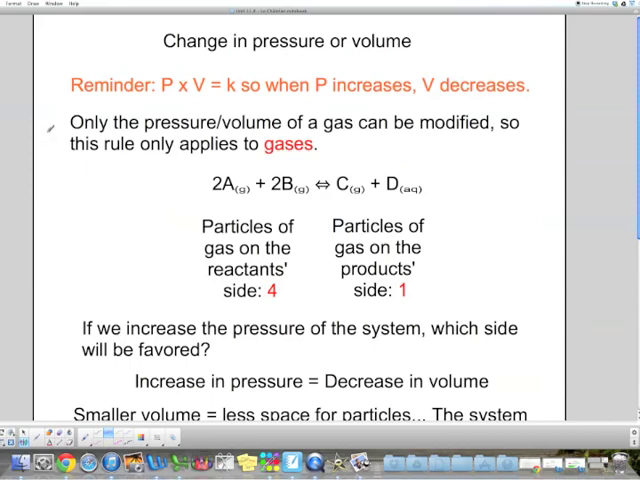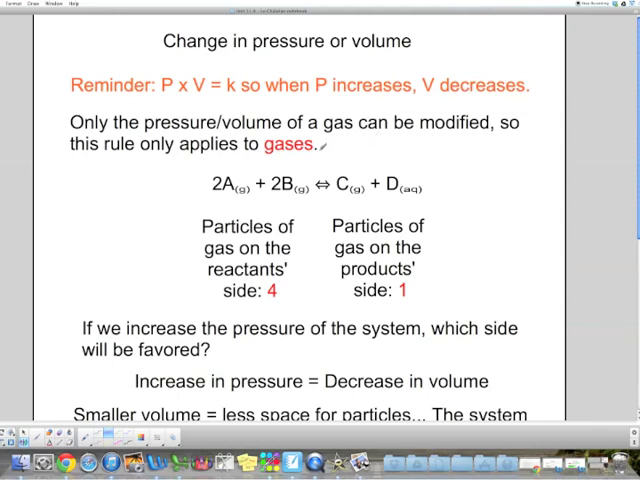Now, the third factor, which is a change in pressure or volume of the container. This only relates to gases because we know that we can't change the volume of a liquid or a solid. So this one here only applies to gases. And we know that when the pressure increases, the volume decreases. In this case, we're really looking at pressure, but sometimes we're going to try and trick you and refer to volume instead. So you have to think, okay, if I do this to the volume, what's going to happen to the pressure?